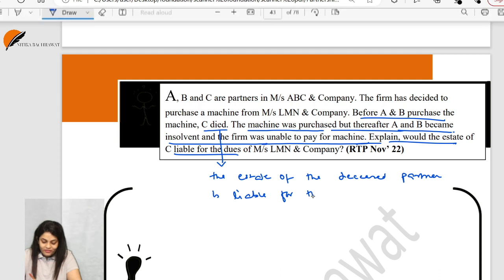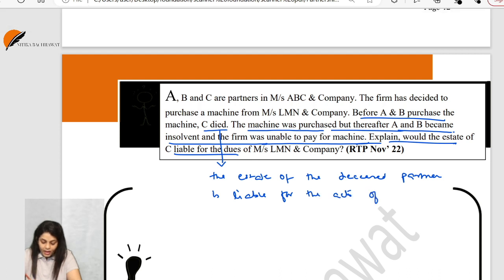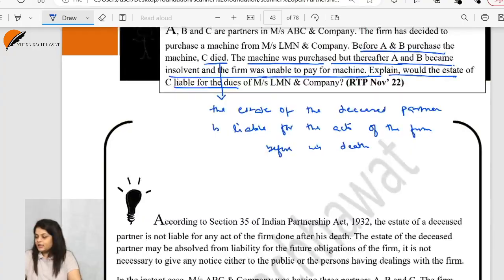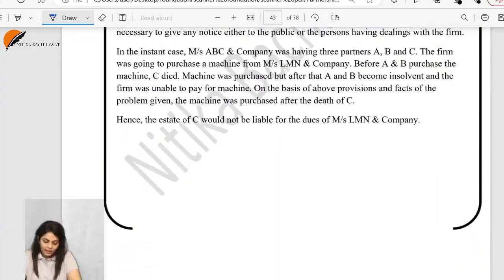Is liable for the acts of the firm before his death. So before his death, whatever act was done, we are liable for that. We are not liable for the acts after his death. So not liable.